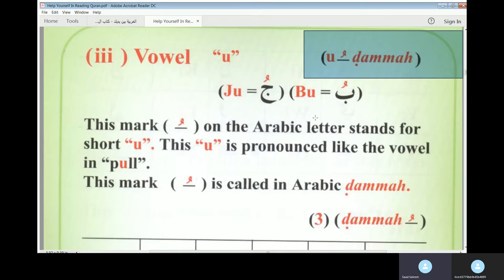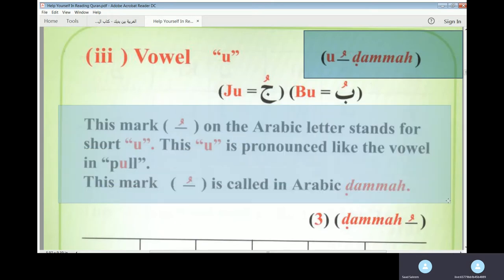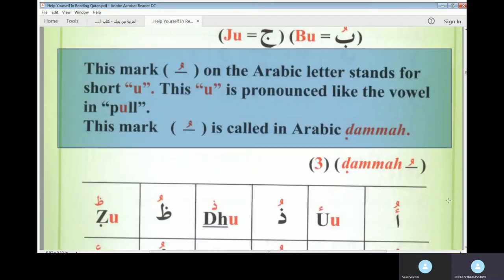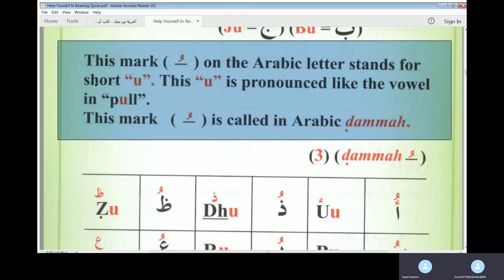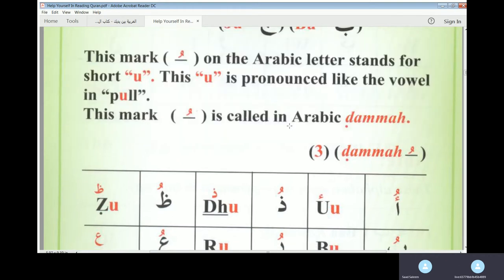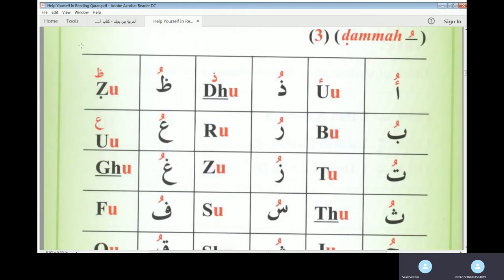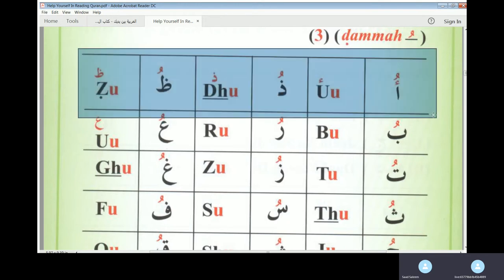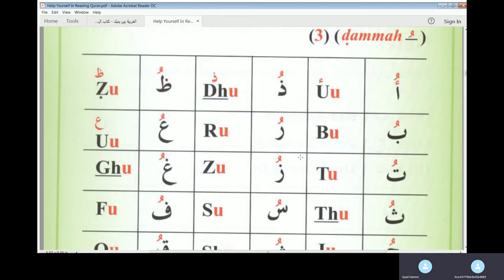Doma. This mark Doma on the Arabic letter stands for short U. This U is pronounced like the vowel. This mark Doma is called Arabic Doma. U, zu, zu, zu. Just hold for a minute, okay? Yeah. That will put my laptop on charging.